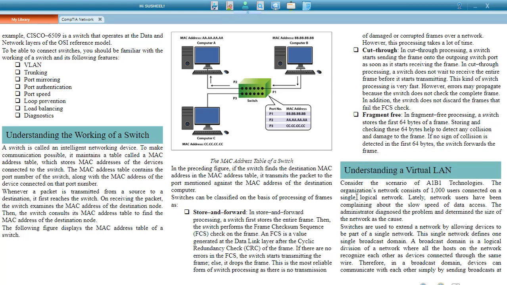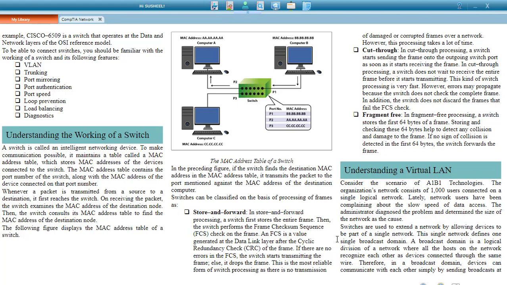Understanding a virtual LAN. Consider the scenario of A1B1 Technologies. The organization's network consists of 1,000 users connected on a single logical network. Lately, network users have been complaining about the slow speed of data access. The administrator diagnosed the problem and determined the size of the network as the cause. Switches are used to extend a network by allowing devices to be part of a single network.